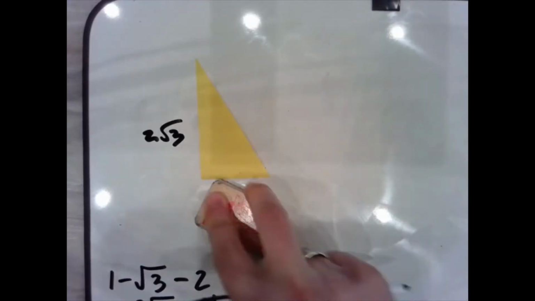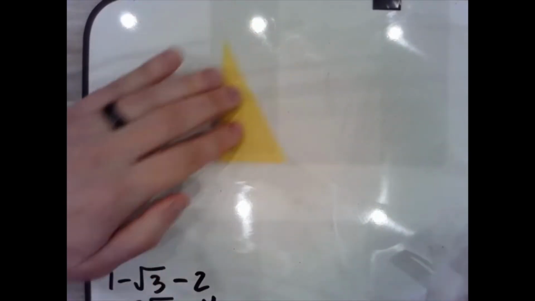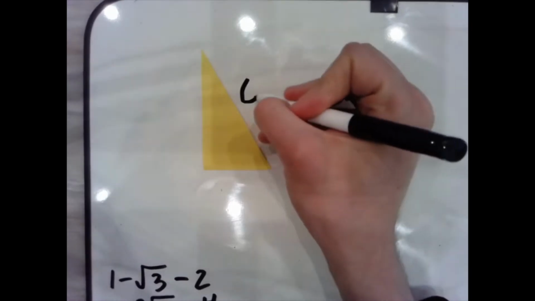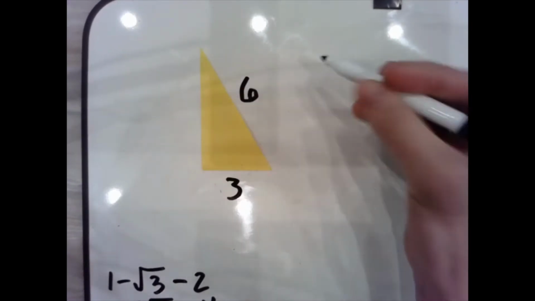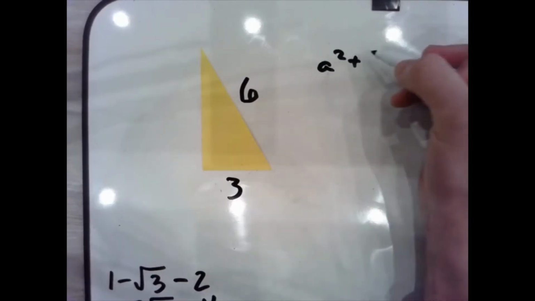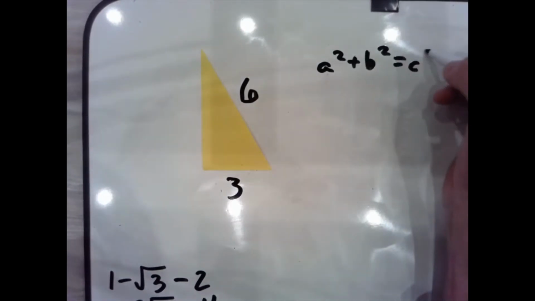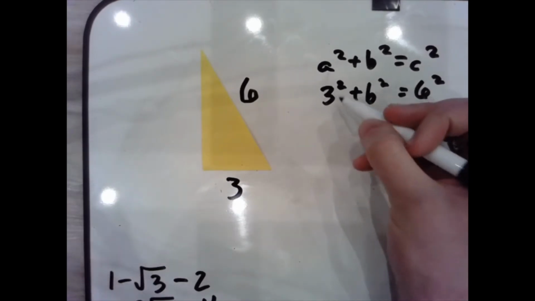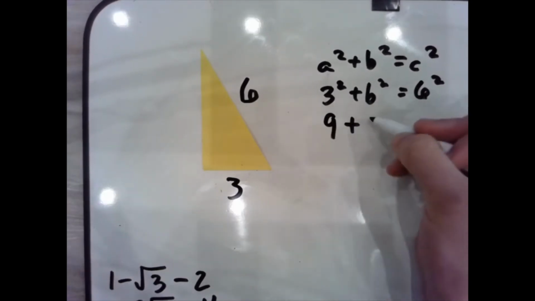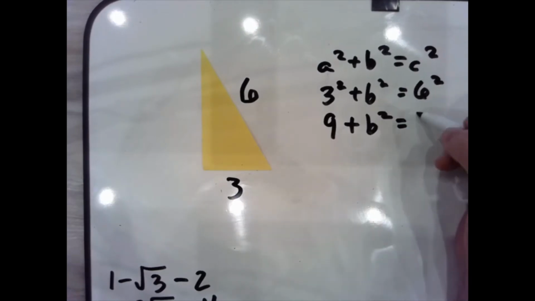And this time I'm going to do 6. Yeah, I am. Okay, so here we go. This is 6. Half of that is 3. Don't know what that is yet. So here we go. A squared plus b squared equals c squared. 3 squared plus b squared equals 6 squared. So that's going to be 9 plus b squared equals 36.